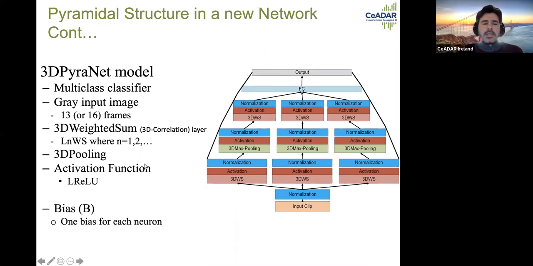We use the leaky ReLU activation function in this, as well as 3D pooling. And as I already mentioned, we have a bias for each neuron in the network, even in the 3D pooling layer.